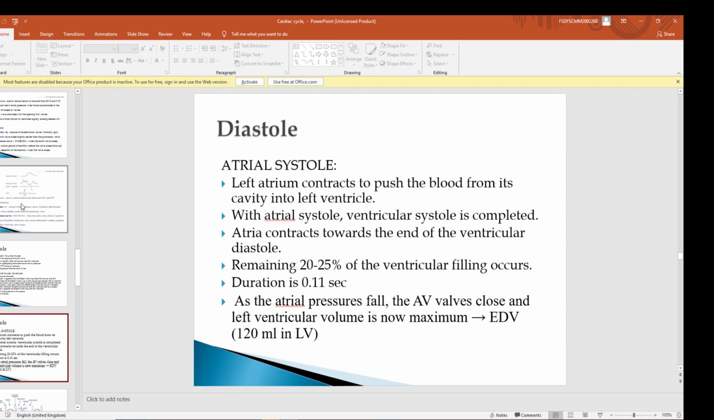That is the EDV, the end diastolic volume, which is about 120 milliliters in the left ventricle.